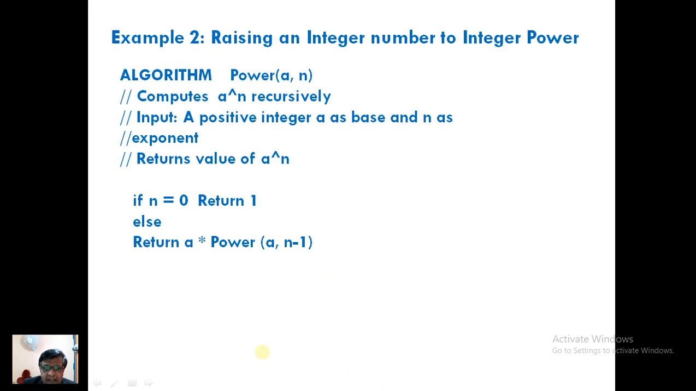We'll take yet another example: raising an integer number to an integer power, something like a to the power of n. This can also be solved recursively. If n equals 0, if the power is 0, then you return 1. Else you return a times power of a comma n minus 1. N minus 1 goes on reducing, and a goes on multiplying.